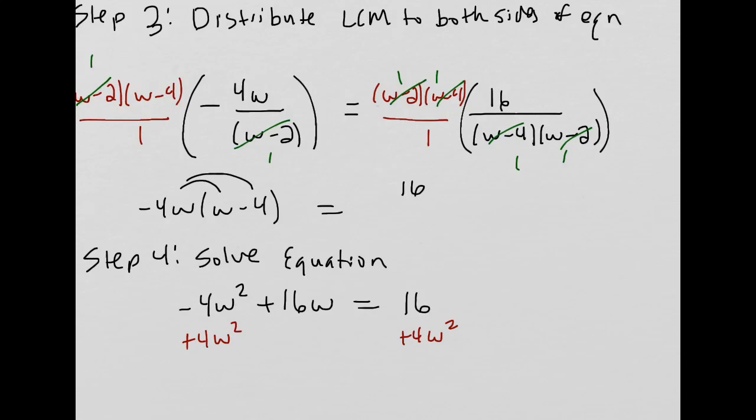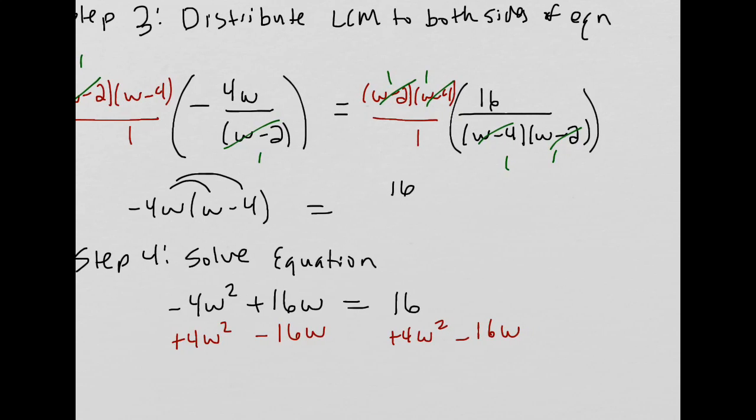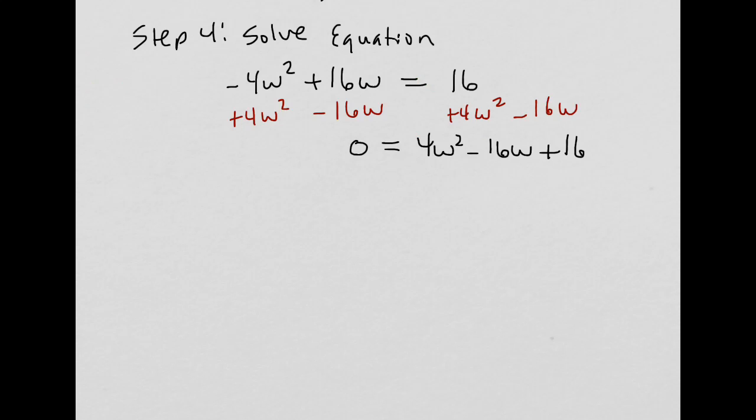And then I also have to move the 16w, so I'm going to subtract 16w from both sides. If I do that, on the left-hand side I'm left with 0. On the right-hand side, if I put my terms in order, I've got a positive 4w squared minus 16w, and then plus 16. And now I'm going to try to factor that expression.